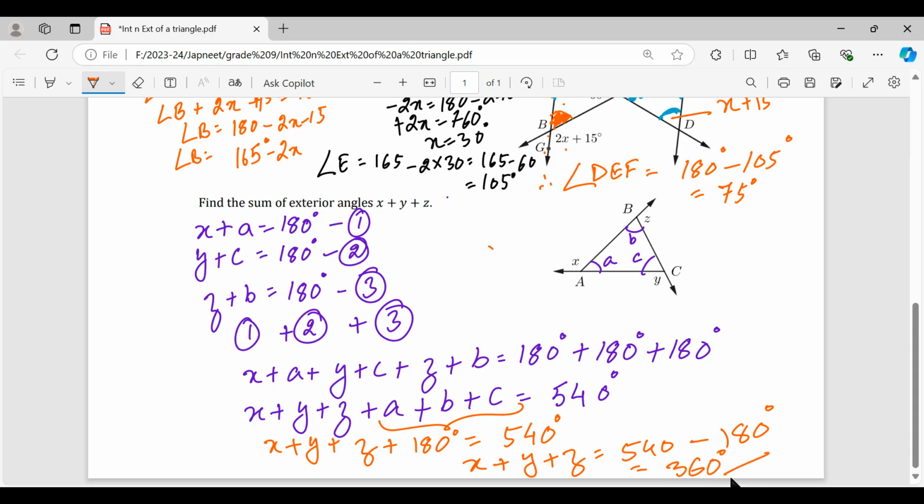degrees, right? So sum of the exterior angles of the triangle is 360 degrees, and there is a standard rule for the polygon, like triangle is also a polygon, so sum of exterior angles of a polygon is 360 degrees. So hope this is clear to everyone.